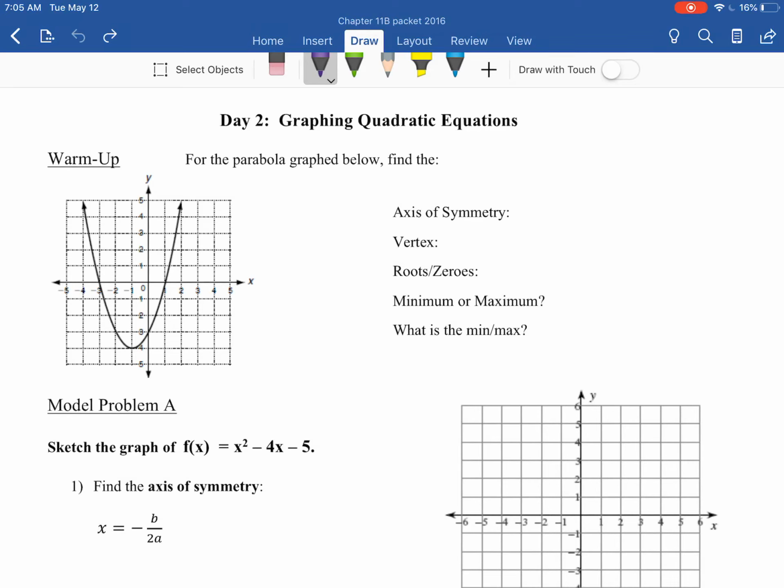Okay, so this is day 2, graphing quadratic equations. All right, so let's start the warm-up. The warm-up is what we did yesterday.